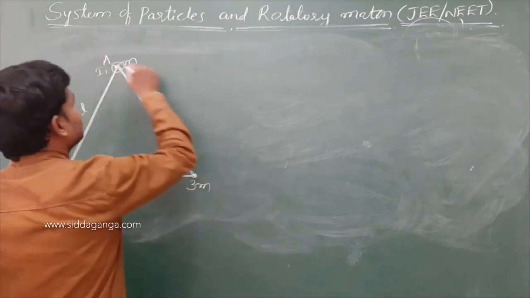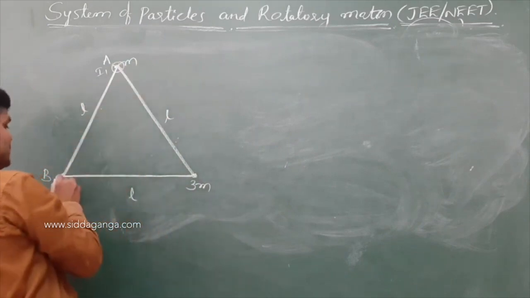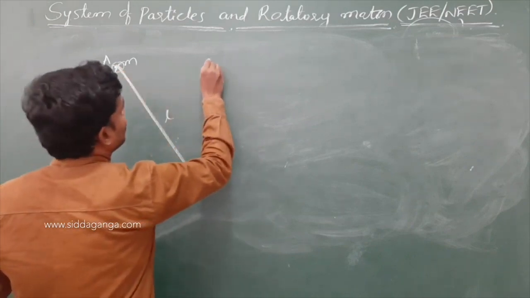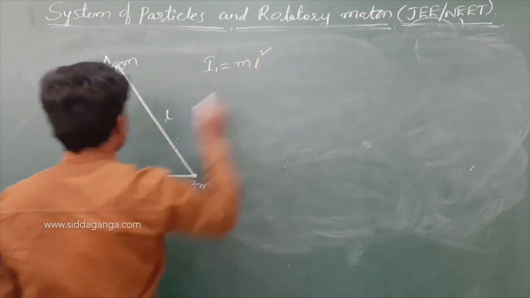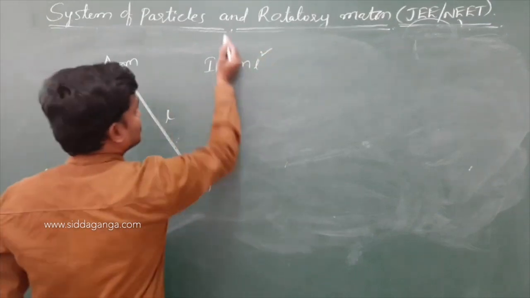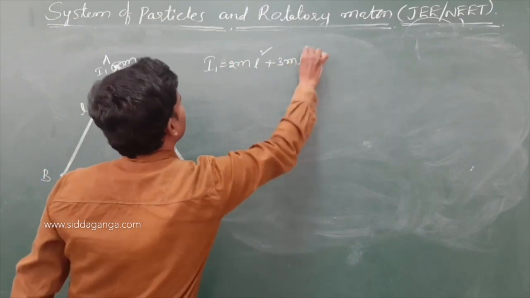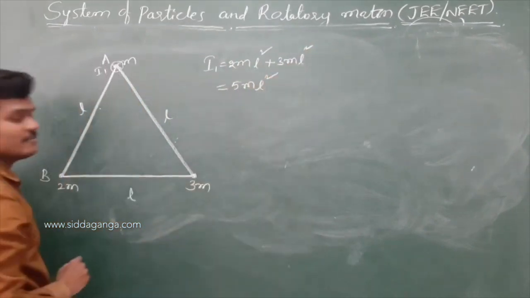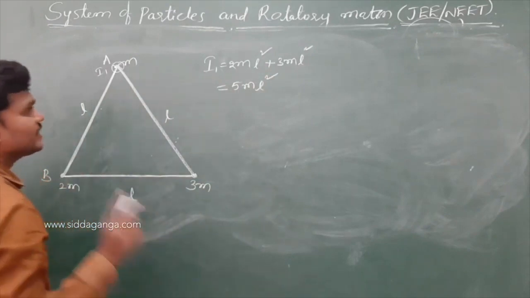About this axis there is no moment of inertia of m. And the other masses are at a distance of L. So I1 is m into L square, plus 2m into L square, plus 3m into L square. So I1 is 5mL square.